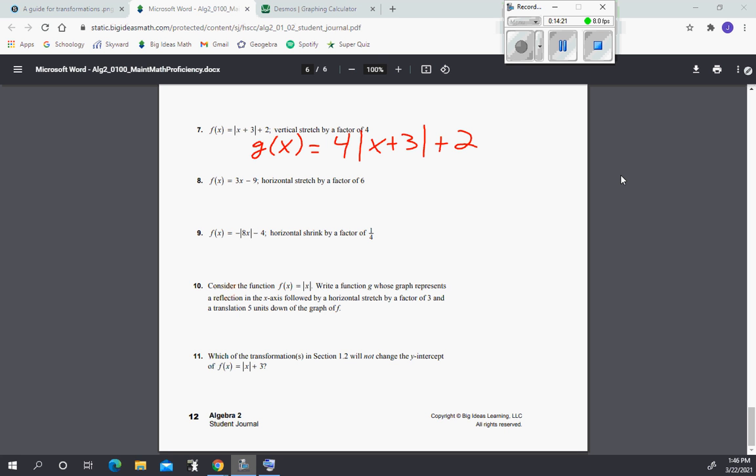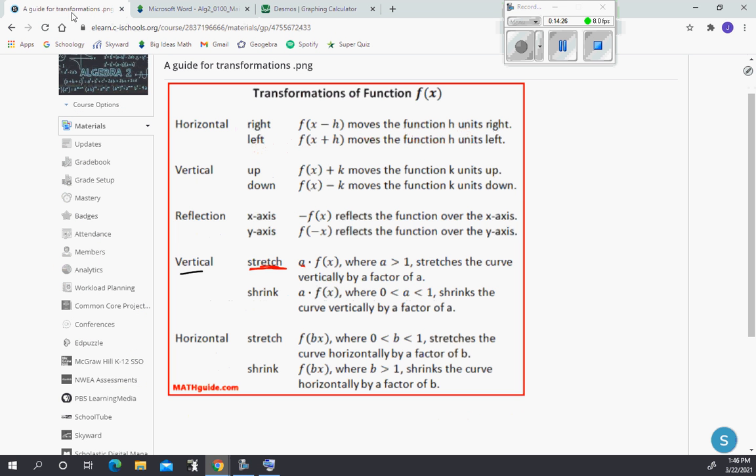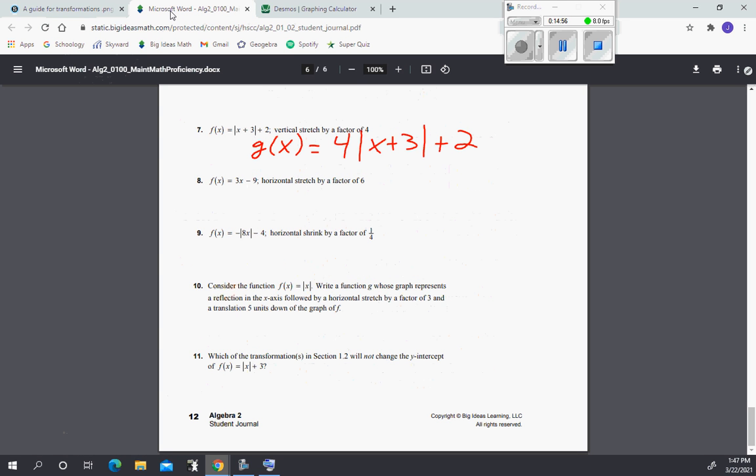This next one, we have a horizontal stretch by a factor of 6. So let's go back to this cheat sheet. I want a horizontal stretch. Okay, so this is a little backwards. The horizontal stretch only affects x. So horizontal only affects x. And a stretch is a number that is less than 1, in between 0 and 1. Okay? So, it only affects x.